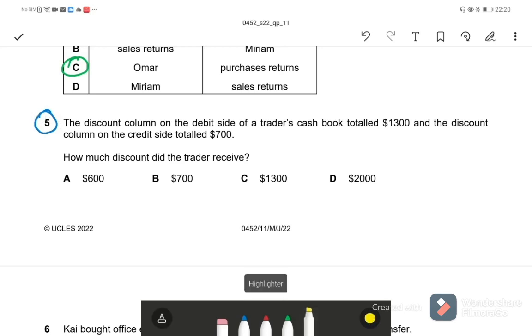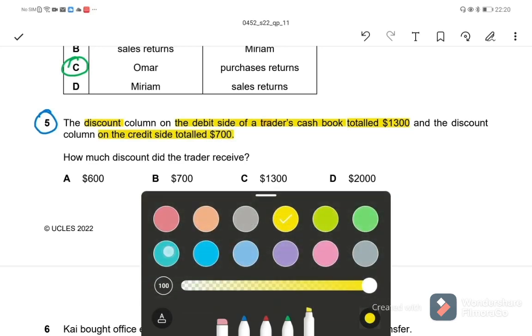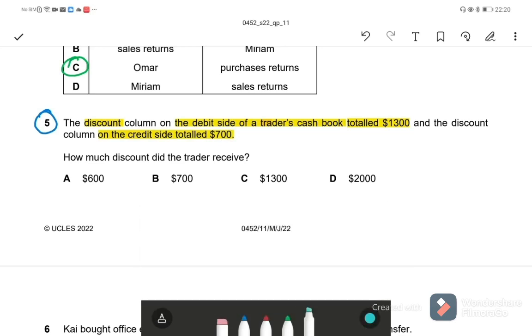Question five. The discount column on the debit side of trader's cash book is 1300. The discount column on the credit side totals 700. What is the question? The question is, how much discount did the trader receive?